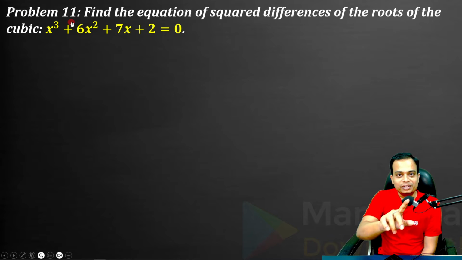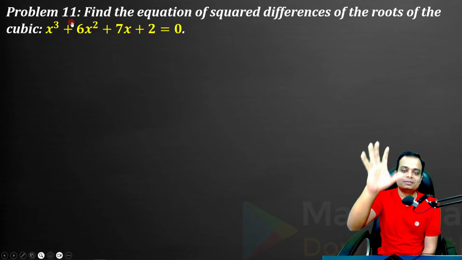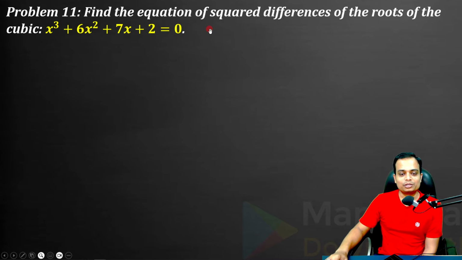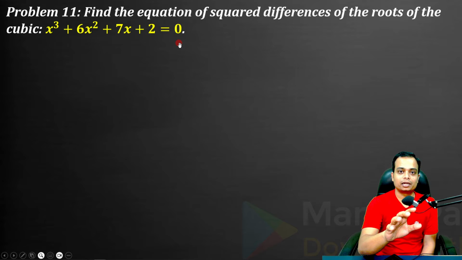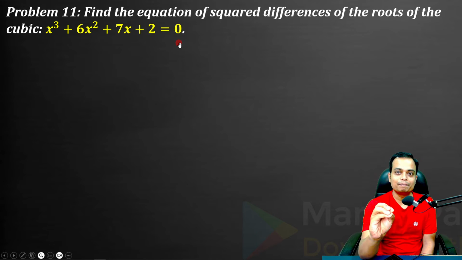I want all of you to read the problem description with me so that all of you will get confused. Let's read it. Find the equation of the square differences of the roots of the cubic x cube plus 6x square plus 7x plus 2 is equal to 0. And by the way, this will take me around 10 to 15 minutes. So be patient.